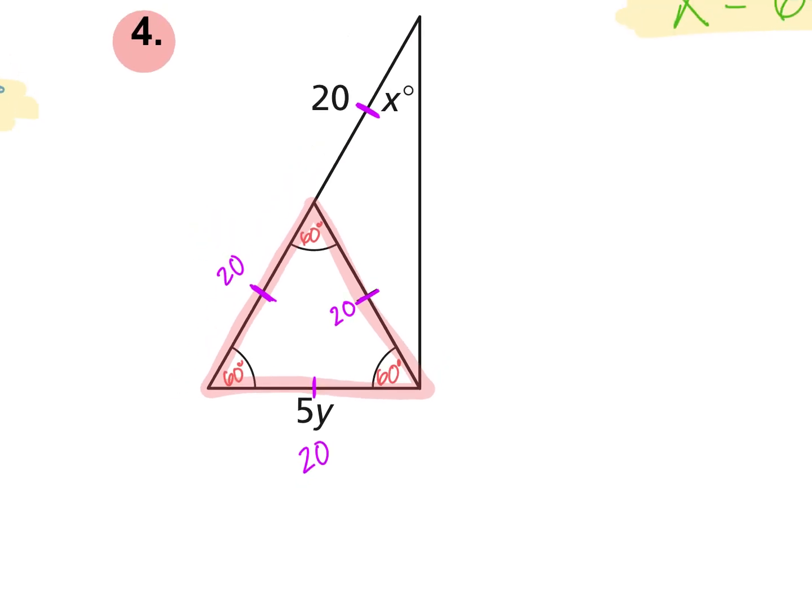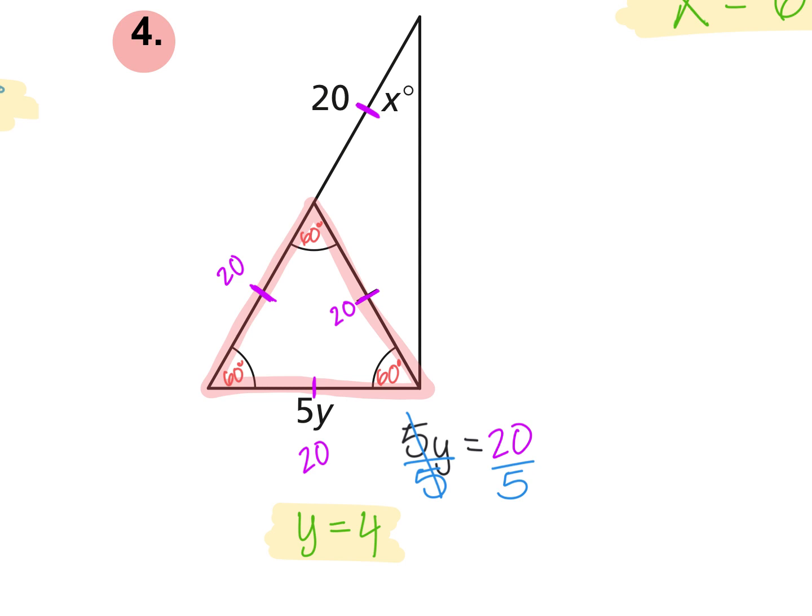5y equals 20. Then I'm going to divide both sides by 5. And my y is going to equal, y equals what? 4. Good. Perfect. Y is going to equal 4. So that one was pretty easy.